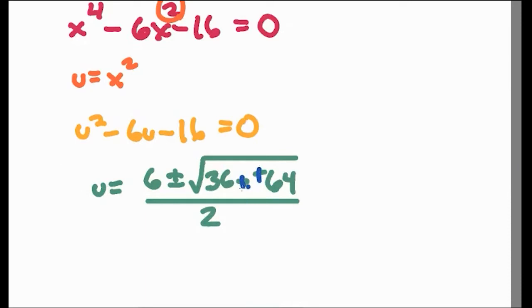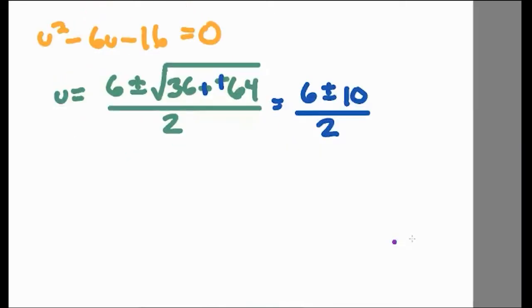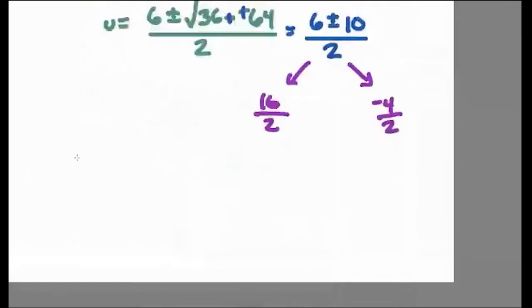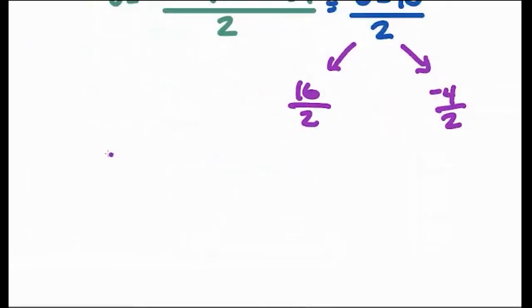This is a plus. This ends up being 100, so it ends up being 6 plus or minus the square root of 100 is 10, divided by 2. And you end up with 16 over 2 and negative 4 over 2. So I'm going to break this down. 16 over 2 if you add, negative 4 over 2 if you subtract. Your u is going to be equal to 8 and negative 2, but you cannot keep it in terms of u. u equal to 8, u equal to negative 2.